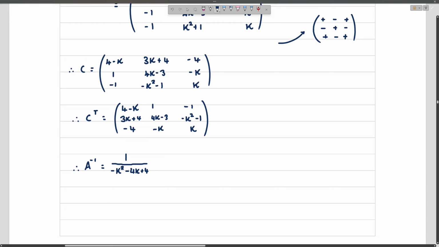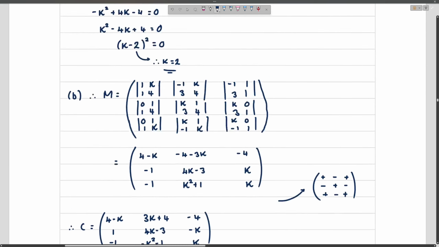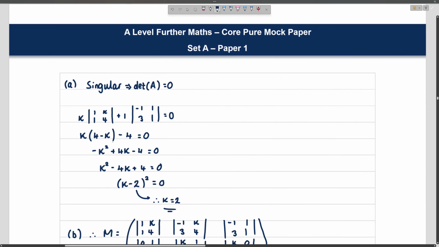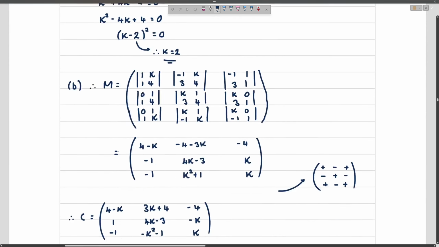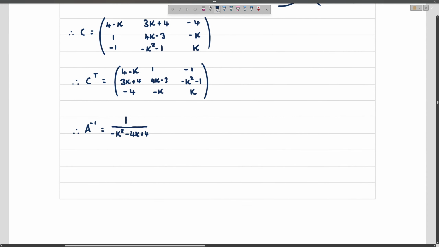Plus 4k. Oh, which way is that? Plus 4k? Is it plus 4k? Let me just quickly double check that. So minus k squared. Yeah, plus 4k. So just be very, very careful there. Don't make a mistake like that. So minus k squared plus 4k.